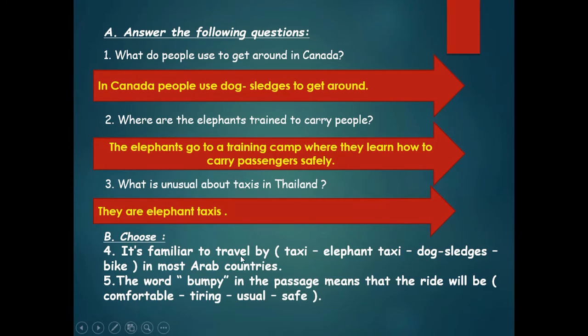Choose. It's familiar to travel by taxi, elephant taxi, dog sledges, or bike in most Arab countries. The answer is taxi. Question 5. The word bumpy in the passage means that the ride will be comfortable, tiring, unusual, or safe. And the answer is tiring.